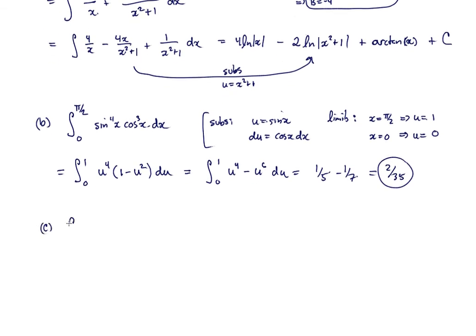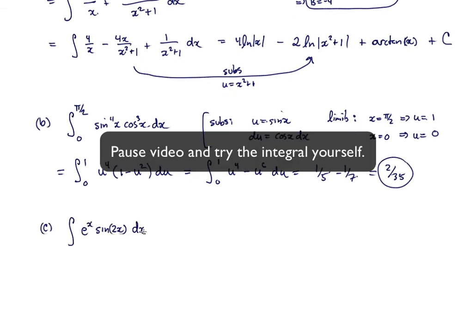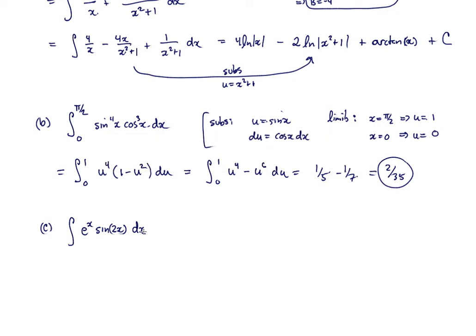E to the x sine 2x dx. Now here's a product of two functions, so integration by parts. If we recall the method of by parts, it allows us to attack this one, and we had to do by parts twice on this one. So let's recall how we handled this example before.